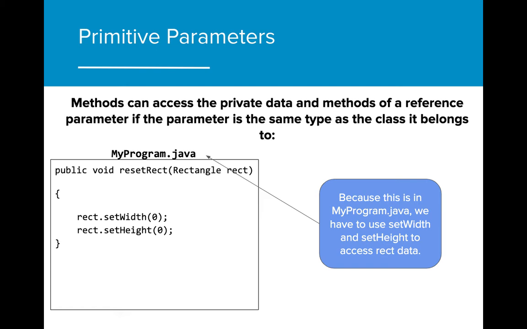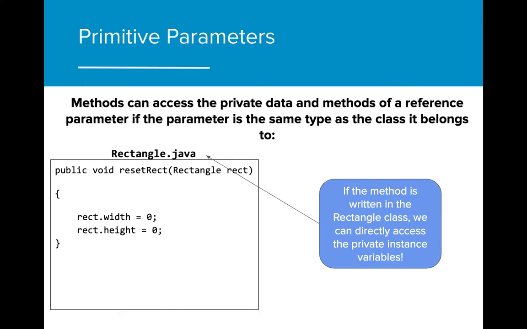In this example, because my program is not the file that the rectangle class was written in, we have to use rect.setWidth and rect.setHeight to access the instance variables. If the method was written inside the rectangle class file, then we could access the object's data by using the dot variable notation. Notice that instead of using setWidth and setHeight, we can just change the value of width and height by writing rect.width and rect.height.